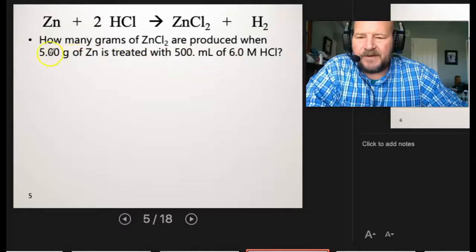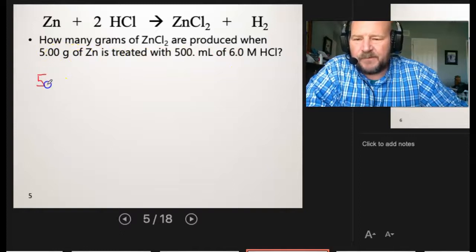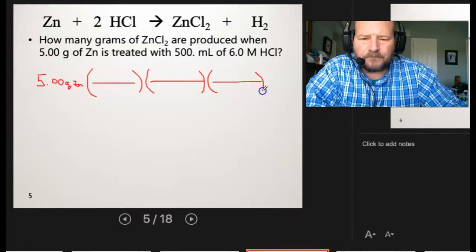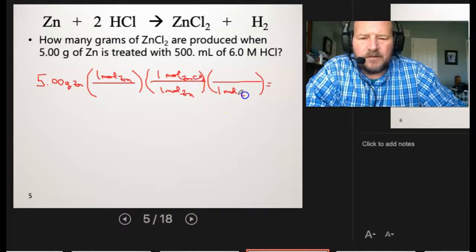So the first thing we're going to do is figure out 5 grams of zinc. So we'll take the 5.00 grams of zinc. It's going to be a 3-step process here. Do 1 mole of zinc on top. This is going to be 1 mole of zinc to 1 mole zinc chloride. This is going to be 1 mole of zinc chloride.